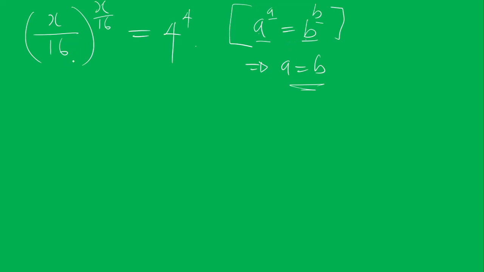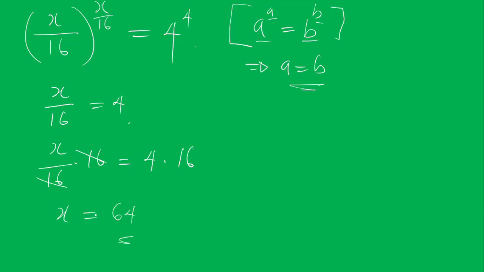So now on that ground, we will say x over 16 is equal to 4. Now multiply both sides by 16. We will now have x over 16 times 16 equal to 4 times 16. The 16 will cancel 16, and we have x is equal to 64. So 64 is the answer. Now x is equal to 64.